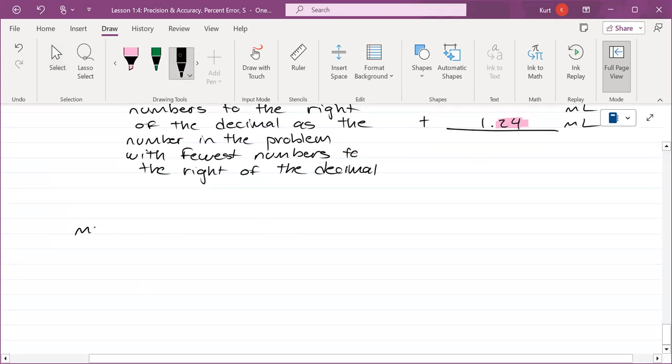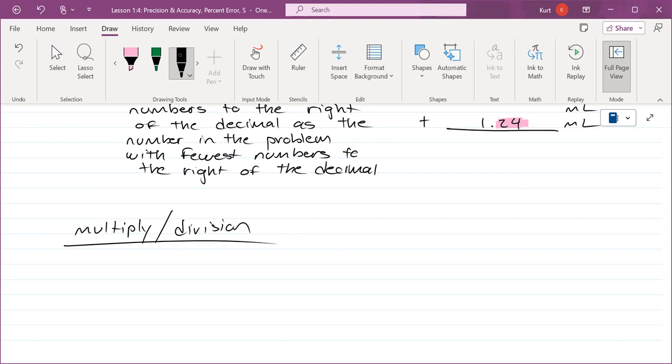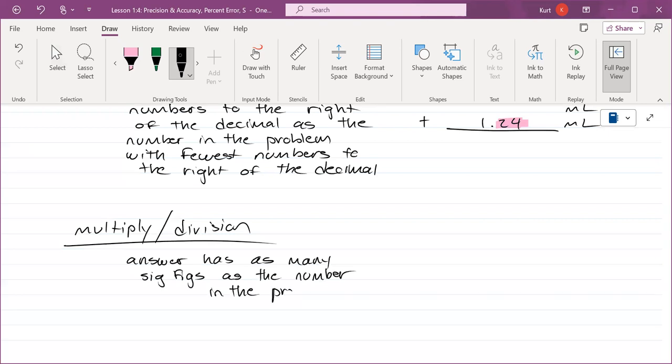And honestly, in my opinion, multiplication and division is easier. The answer has as many sig figs as the number in the problem with the fewest sig figs.